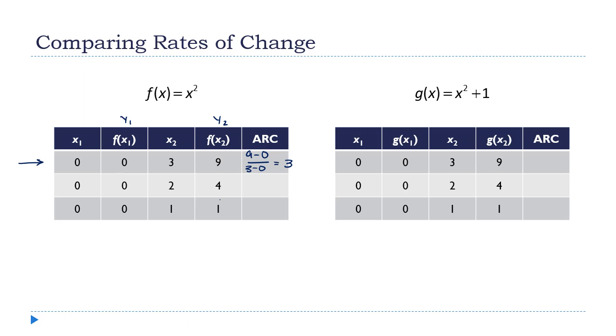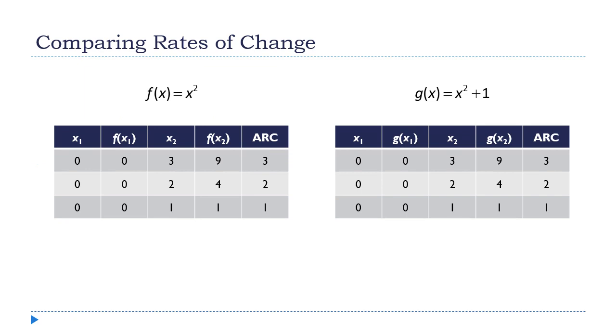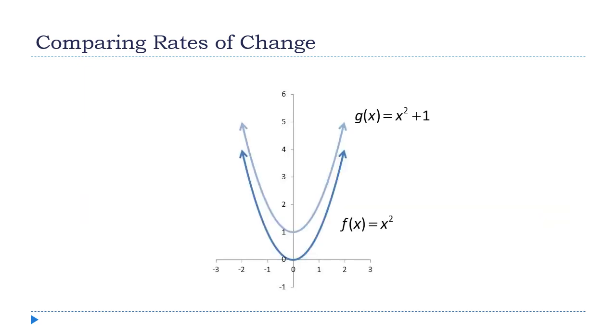Now, I won't make you sit and watch me do the same calculation 6 times. You can go and work through them by yourself if you like. But if you repeat those calculations for the other 5 rows, you'll get these results. And a quick comparison shows that the average rates of change are, in fact, the same for both functions.